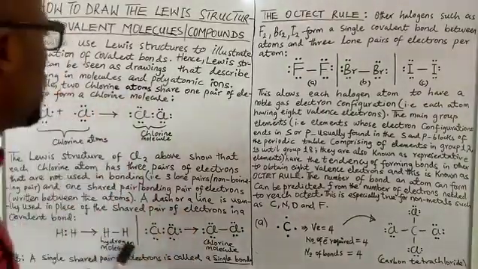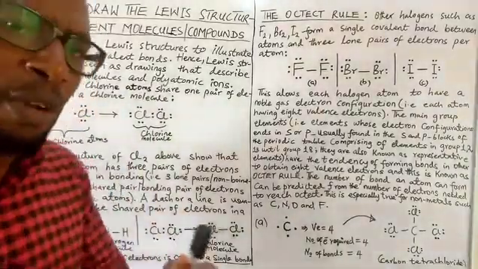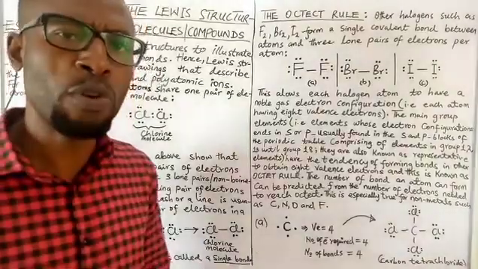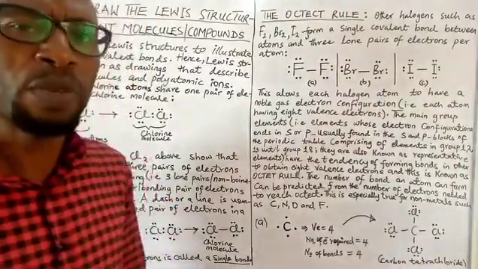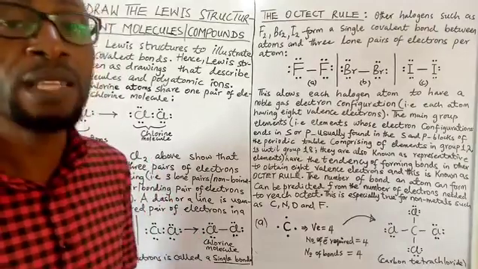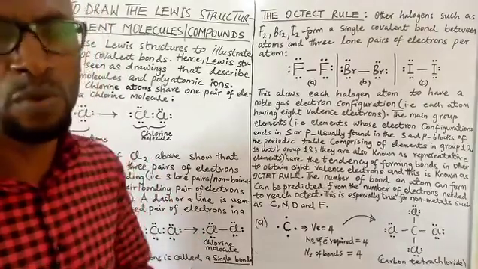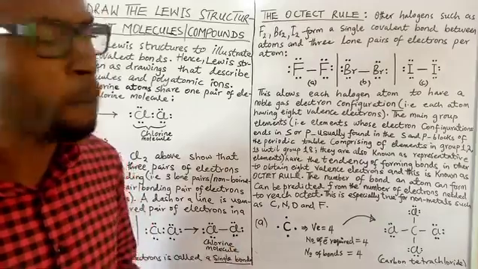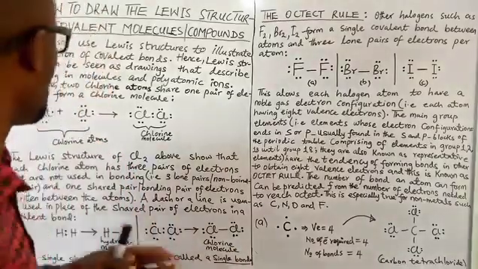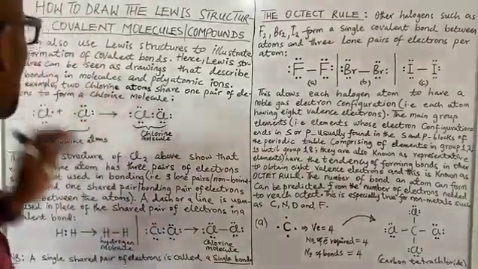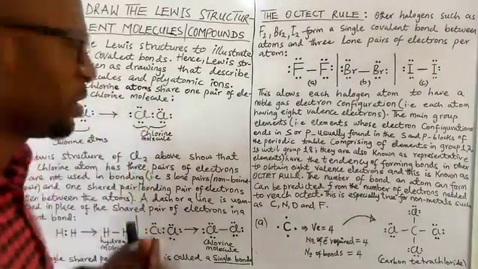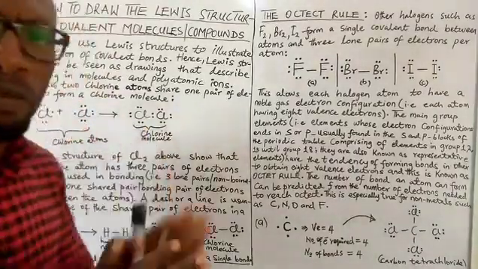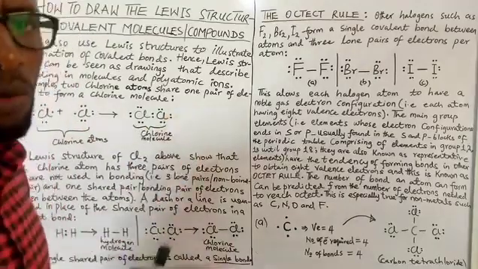Nice. So permit me now to say that Lewis structures are drawings that help us to describe the bonding in covalent molecules and also the bonding in what we call polyatomic ions. Recall we said that polyatomic ions are ions that comprise more than one element, two or more elements. Okay? Nice.